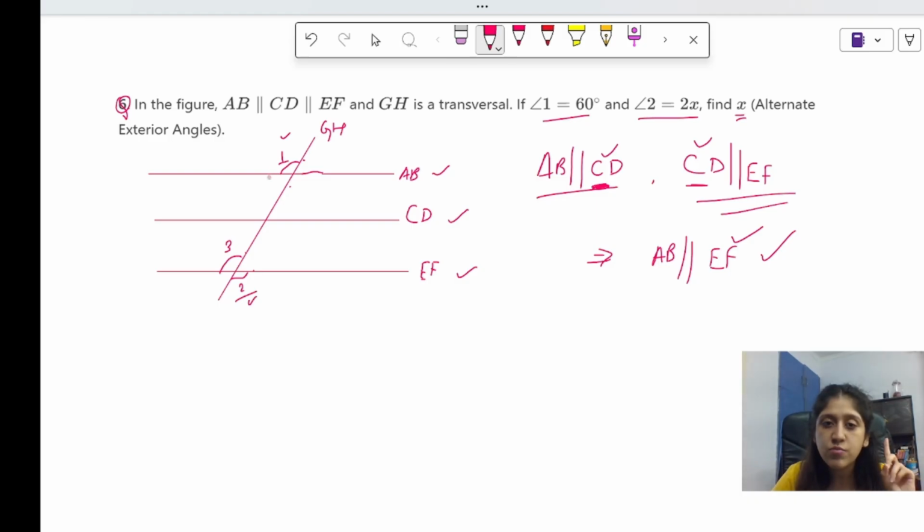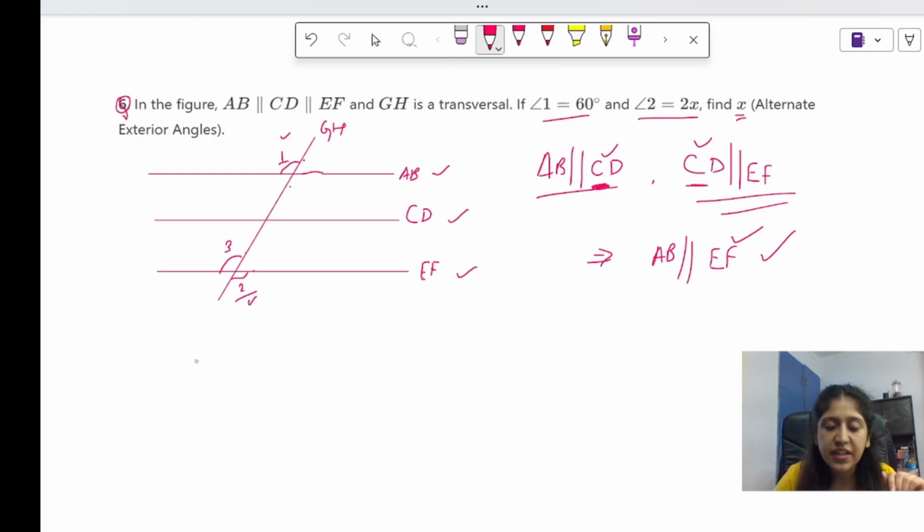ठीक है, अगर मैंने पहले गलत बोल दिया, I'm sorry. Angle 1 and angle 3 are consecutive exterior. Okay, and angle 1 and angle 2 are alternate because these are on the exterior side, because these are on the alternate side. I hope the concept is clear.